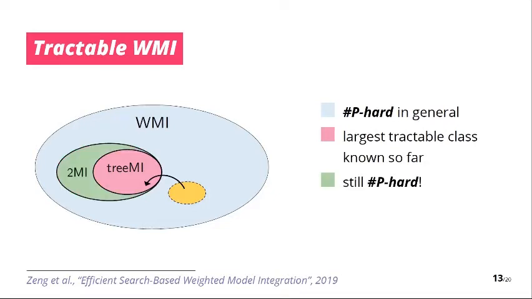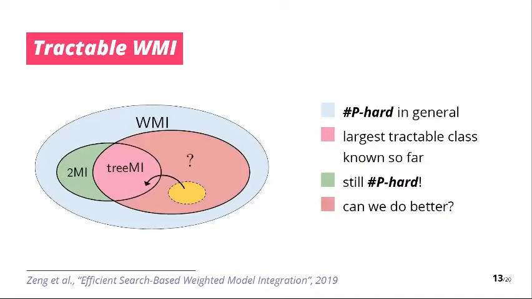In our paper, we prove that even a slight expansion to the tree-MI could result in a #P-hard problem class, which we call 2MI here. It is the class of model integration problems with at most two variables in each clause in the SMT formula. Now the question is, can we do better? Can we expand the tractable class from other dimensions? The answer is yes. We propose a WMI solver called MPWMI, and it succeeds in expanding the tractable class.